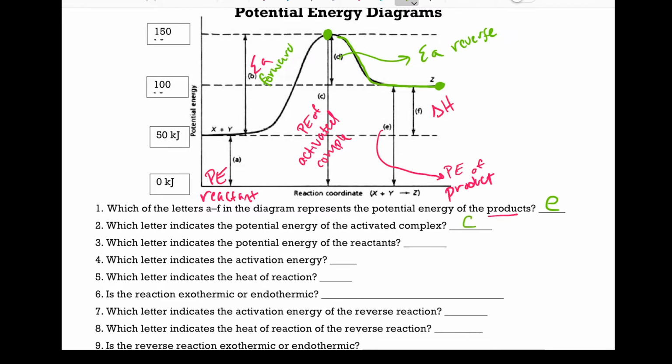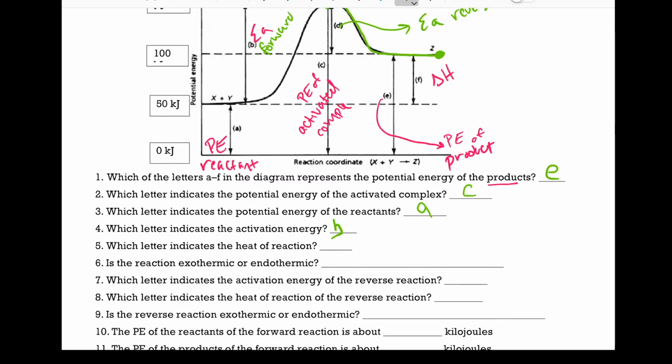Number 3, which letter indicates PE of the reactants? That is A, where you are starting. 4, activation energy. So when they say activation energy, they mean the forward reaction unless they say otherwise. So we're going to put that as B. Heat of reaction, so that's the same thing as delta H. So delta H is your heat of reaction. So we spent multiple days talking about that. So if you're still confused, go back and rewatch those videos. And that is represented by F. Again, heat of reaction is the difference between the energy of the products and the reactants.